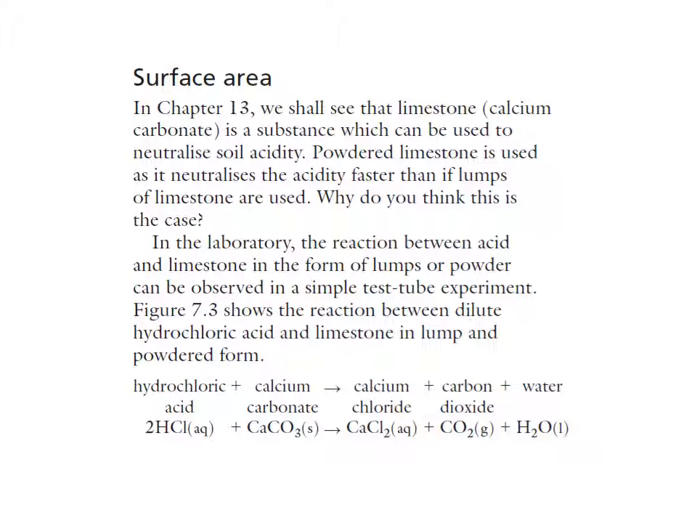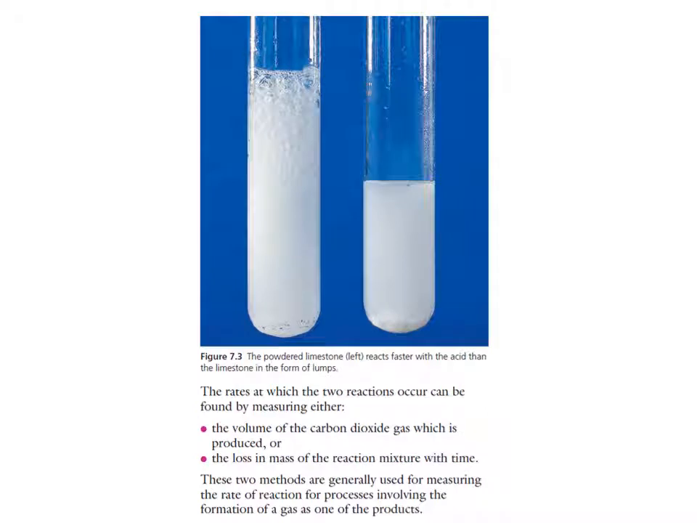Suppose in the next slide we are going to see the picture, that in one test tube you are taking calcium carbonate, limestone lump, and in the second test tube you will take calcium carbonate, that is limestone, in powdered form. So the reaction is the same, that it will form calcium chloride, carbon dioxide and water. But what will be the difference? So let us see that. Okay, in the first reaction, the powdered limestone is on the left, and on the right you have taken the lump of limestone.